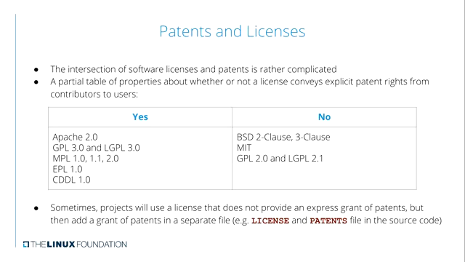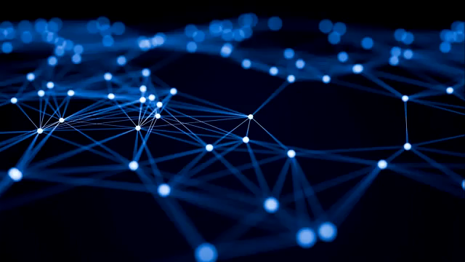And sometimes projects will have a separate file that explains their attitude about patents. It might be called licenses, it might be called patents, and it'll be in the source code. So that's a brief discussion of the relationship between patents and licenses.